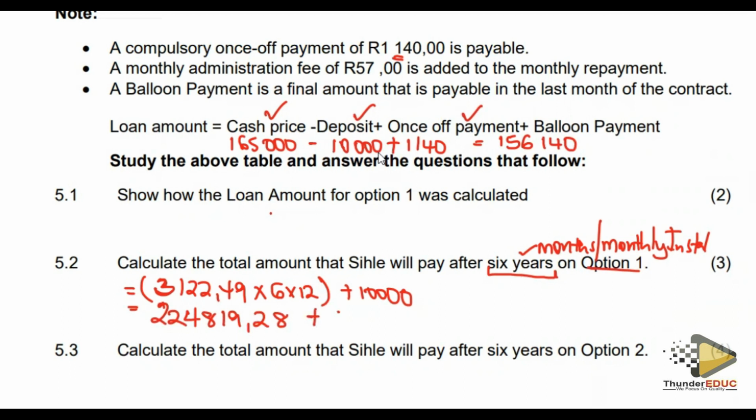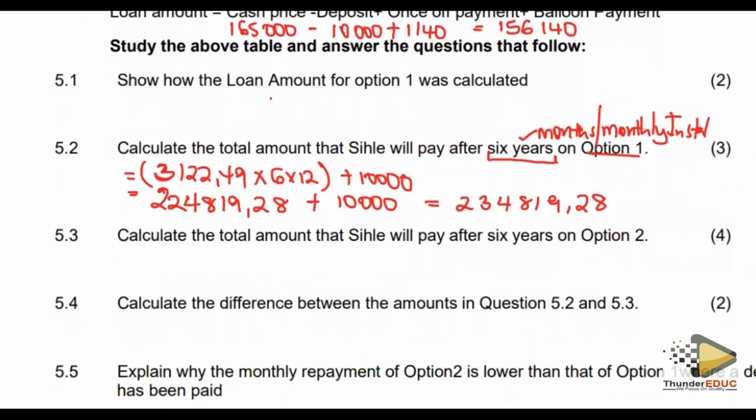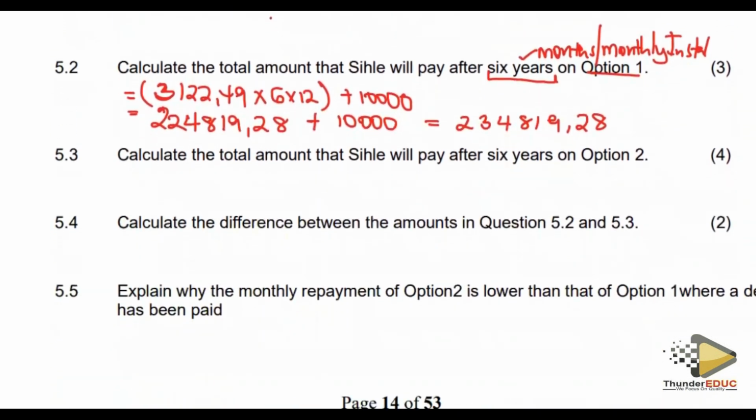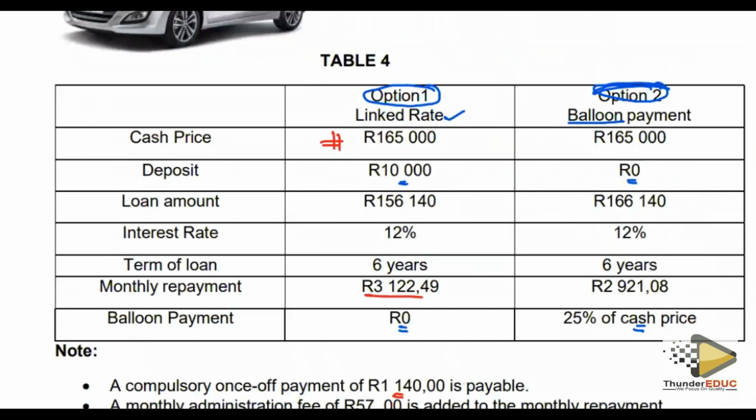Add on the 10,000, which becomes... okay, the total amount that they will pay in option 2. So in option 2, these are the things it's going to pay for. Interest, don't mind about the interest. Why? It's already in the monthly.